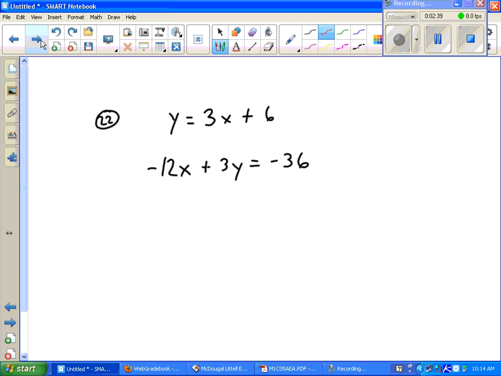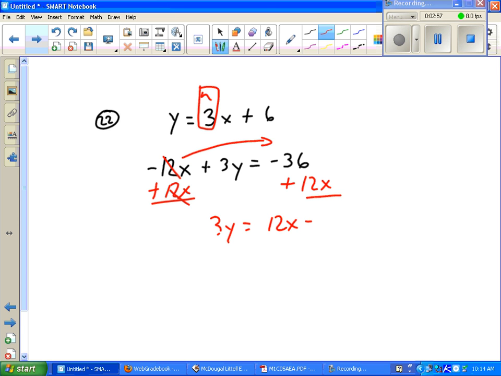Number 22, we're still determining if they're parallel or not. Y equals mx plus b. Again, you can clearly see the first one's slope. It's 3. You have to move the second one to be able to see its slope. Negative 12x, same thing as minus 12x. Undo that by adding 12x, and do the same thing on this side. These will cancel, leaving you with 3y equals 12x minus 36.